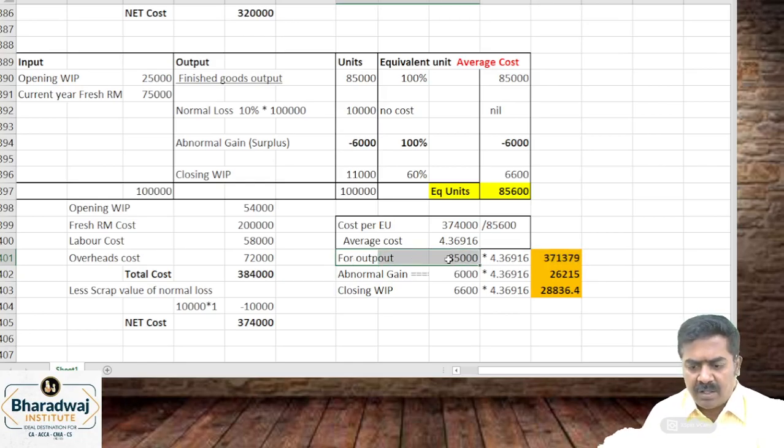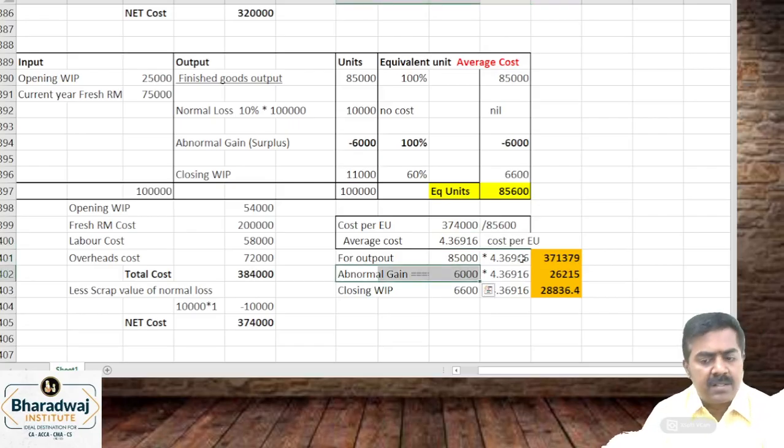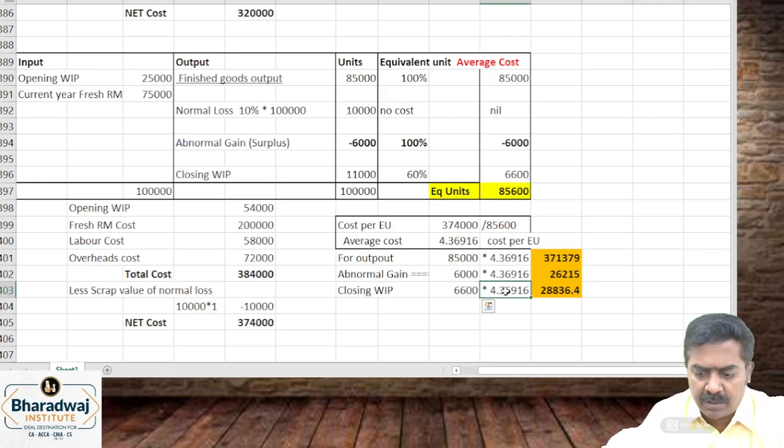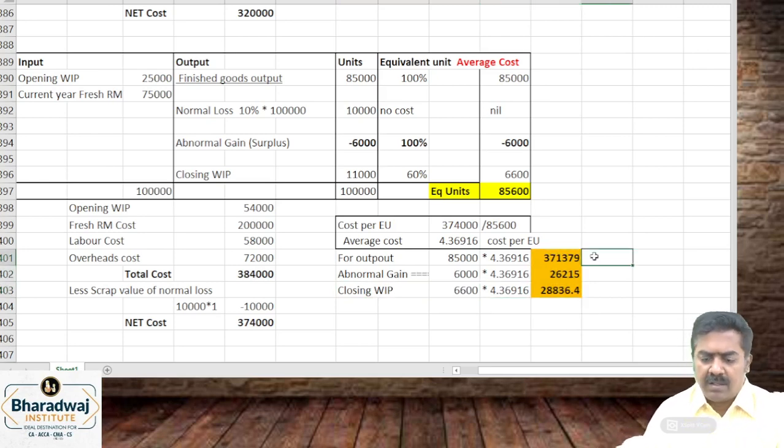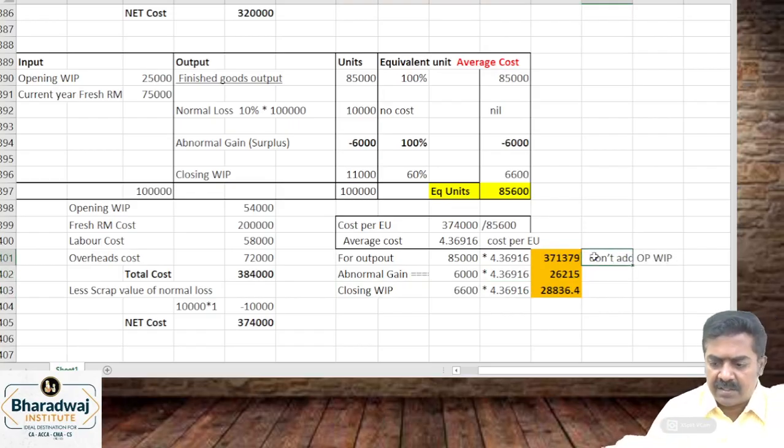For output, 85,000 equivalent units into the cost per unit. This is the cost per equivalent unit. For abnormal gain, 6,000 into cost per equivalent unit. Closing WIP 6,600 into cost per equivalent unit, like that we assign. Don't add opening WIP since it is already added.